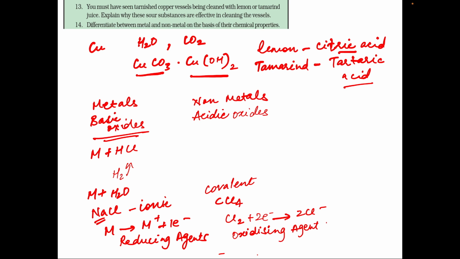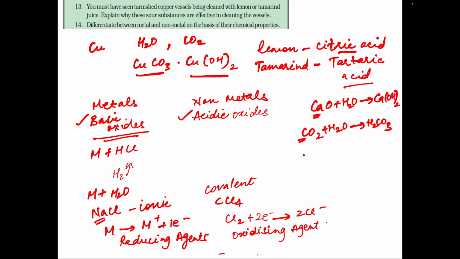Now reaction of metal oxides with water. For example, calcium oxide. Calcium is a metal. Calcium oxide reacts with water to form a base, that is calcium hydroxide. Whereas for non-metal oxide, take the example of carbon dioxide. Carbon is the non-metal. Carbon dioxide will react with water to give carbonic acid. So metals form basic oxides and non-metals form acidic oxides.